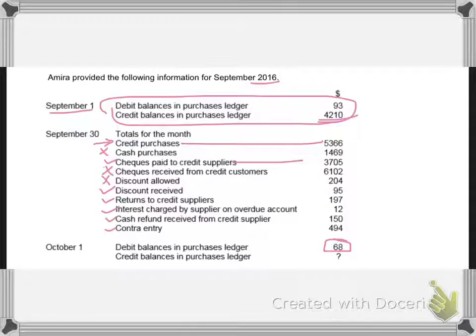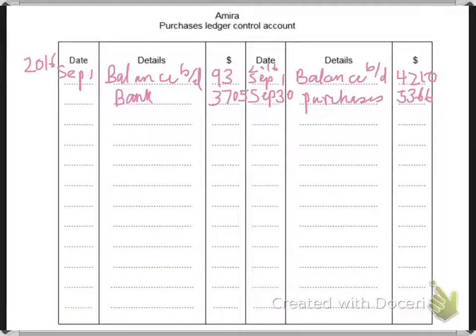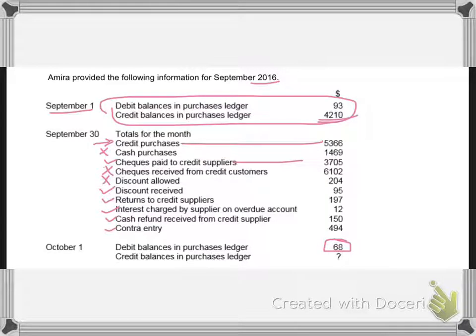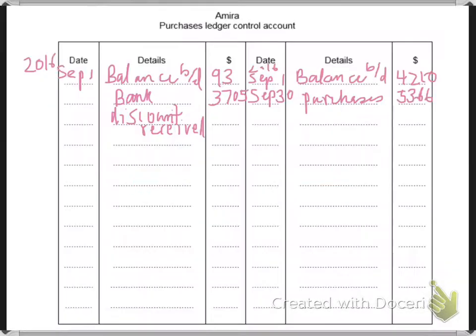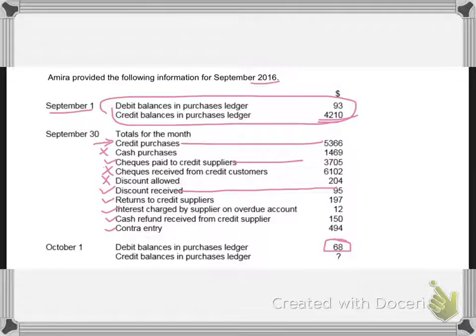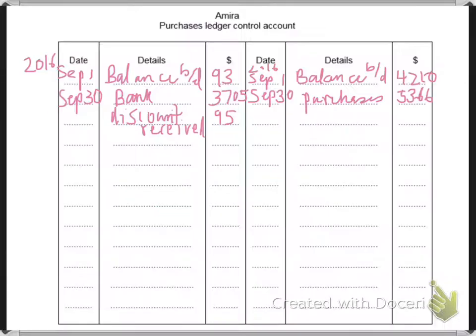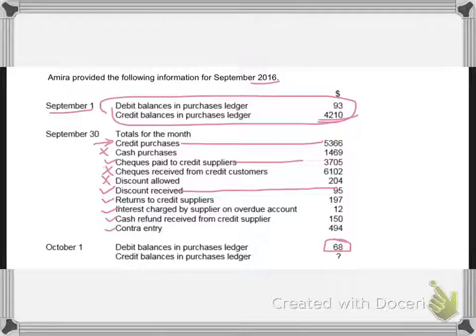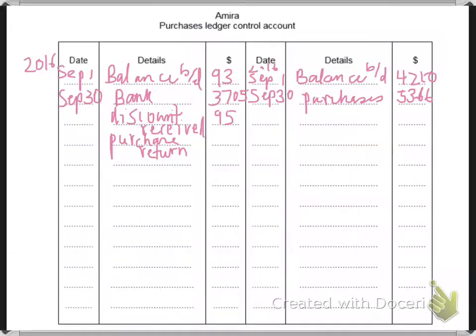After bank we have discount received, and discount received goes on the debit side again. So discount received, and the amount is 95. Also write the date here, sorry I forgot. It's 30. And then returns to credit supplier, so this is purchase return, which will go on the debit side. So purchase return, and the amount is 197.